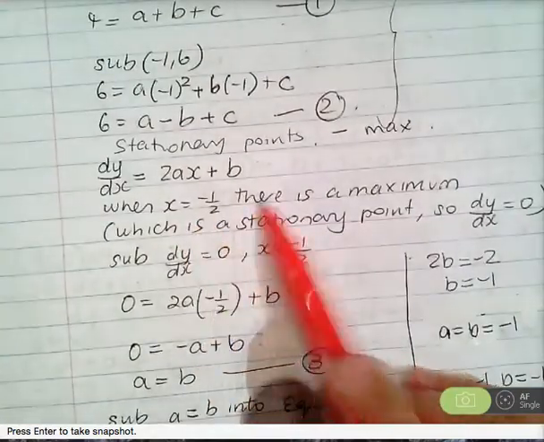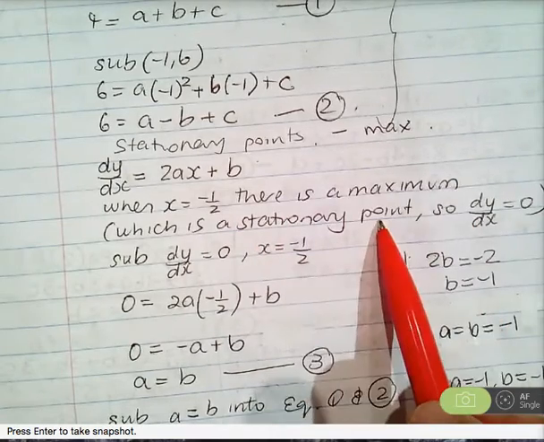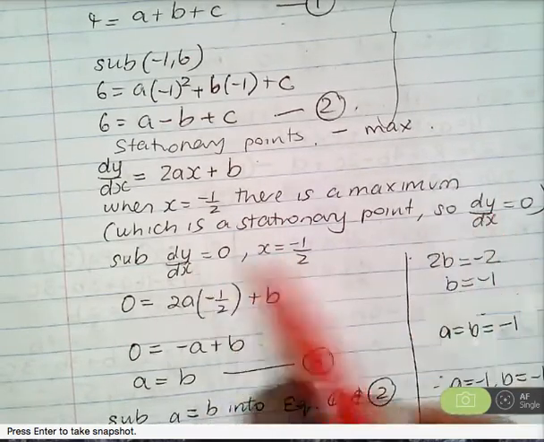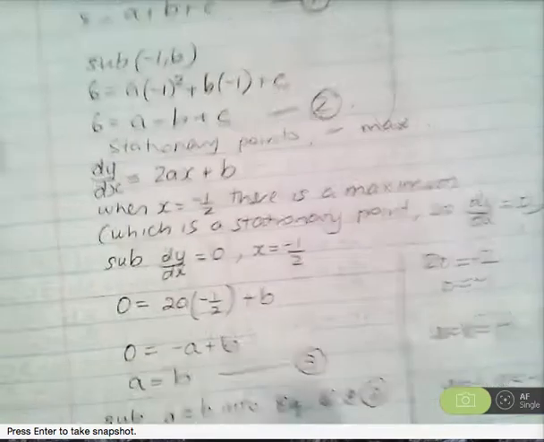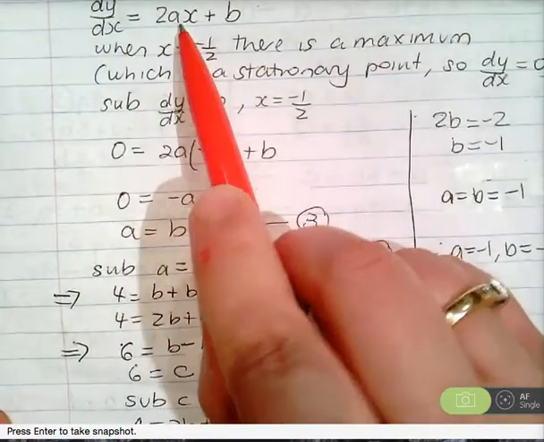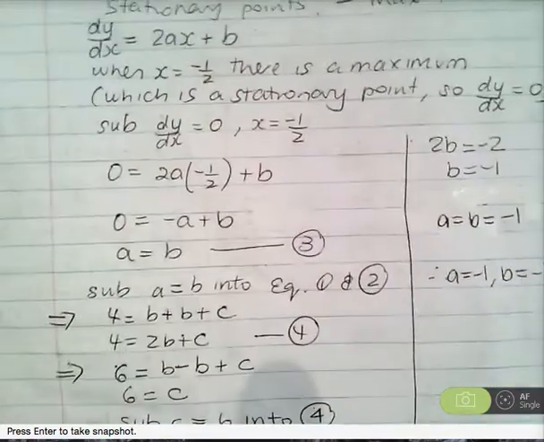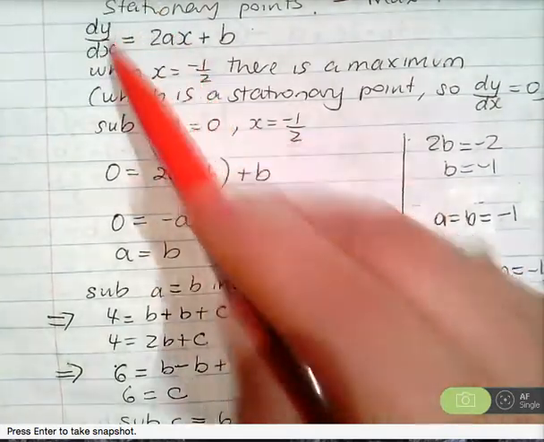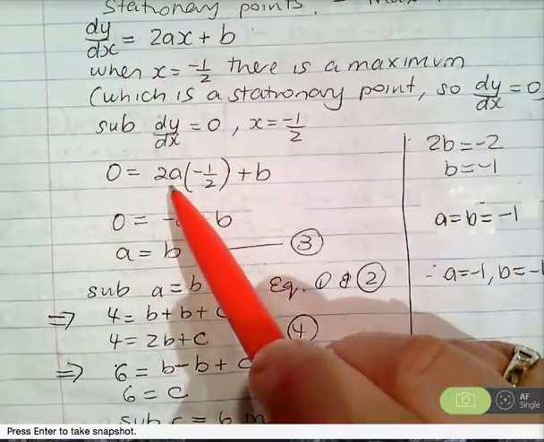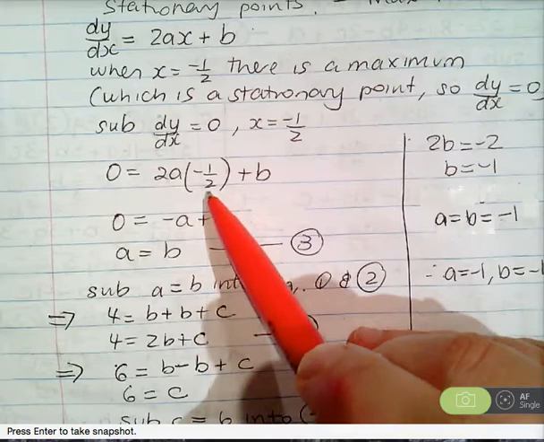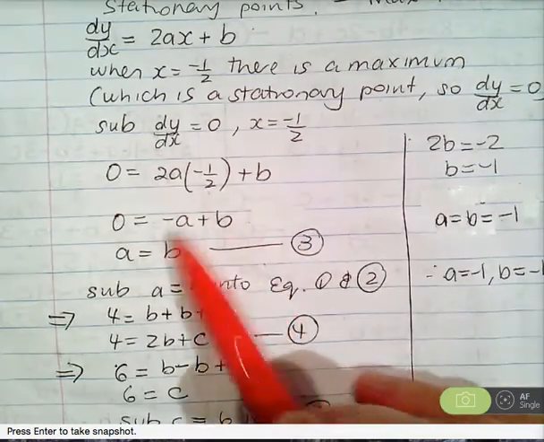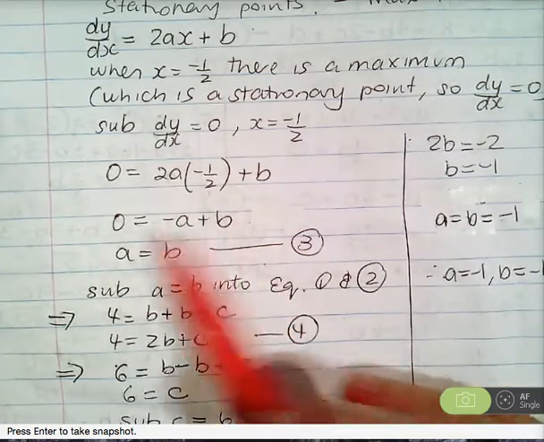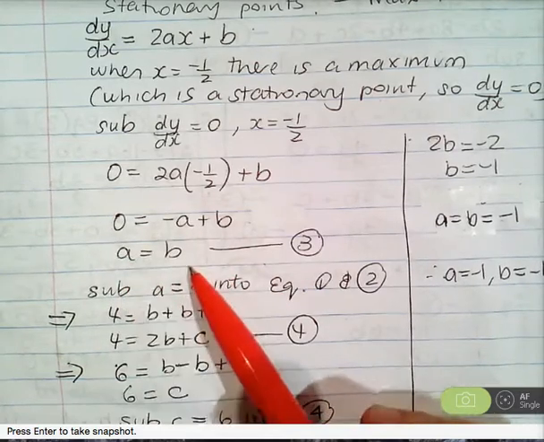Okay, now we know that when x equals negative a half, you've got a maximum, which is a stationary point. So when x is negative a half, dy dx is 0. You do that in this equation up here. So we put dy dx is 0. It equals 2a times x, which is negative a half, plus b. You work this out and you get that negative a plus b is 0. In other words, a equals b.